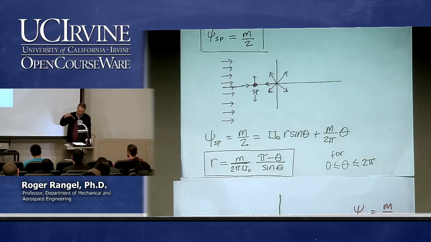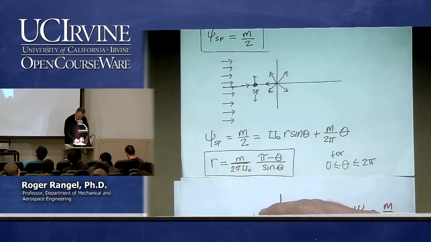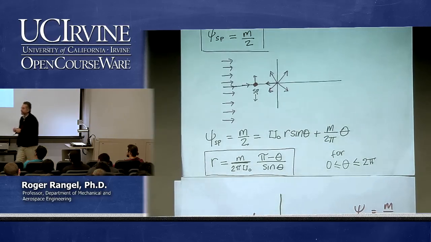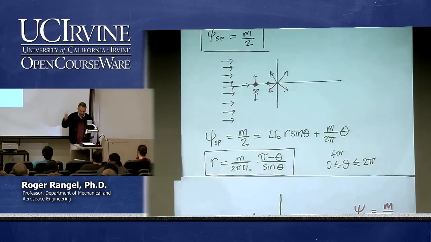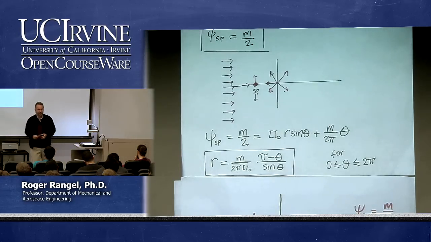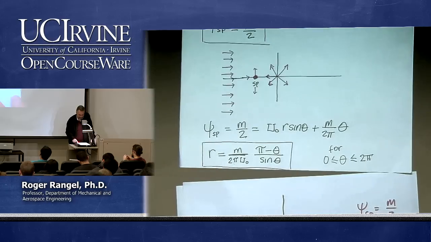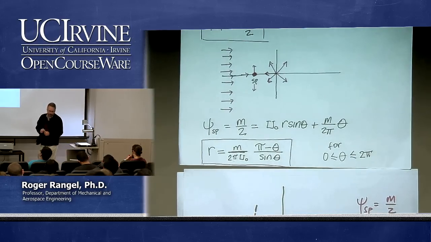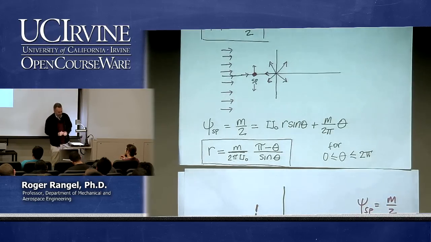All right. So again, remember, that m over 2 is the value of the stream function at the stagnation point and also on the approaching line. But if there is a streamline that is indeed coming off from there, it has to have the same value of psi, m over 2, because it's also a streamline. So what this equation is doing for me then is telling me the shape of that streamline that I was looking for. This equation that I put in the box, r equals m over 2 pi u naught times pi minus theta over sine theta, is the equation of this streamline that I am very interested in at this point, that comes off the stagnation point.